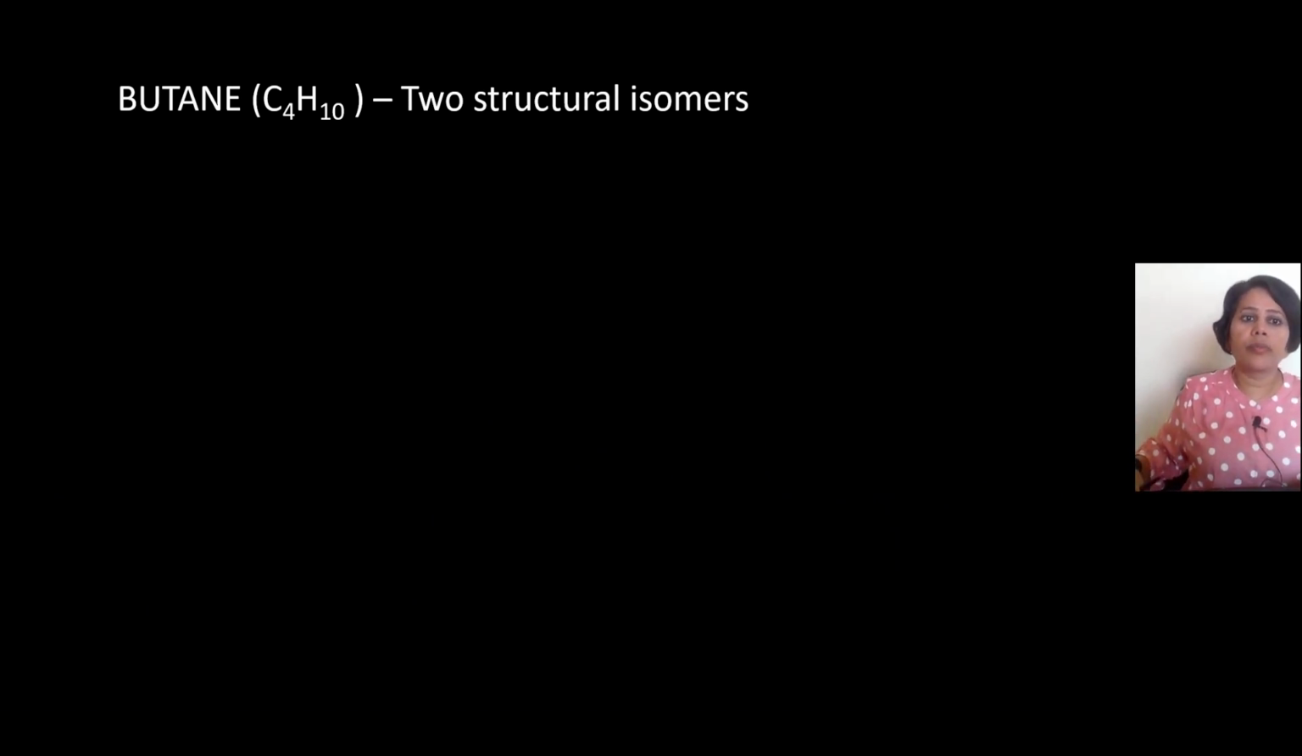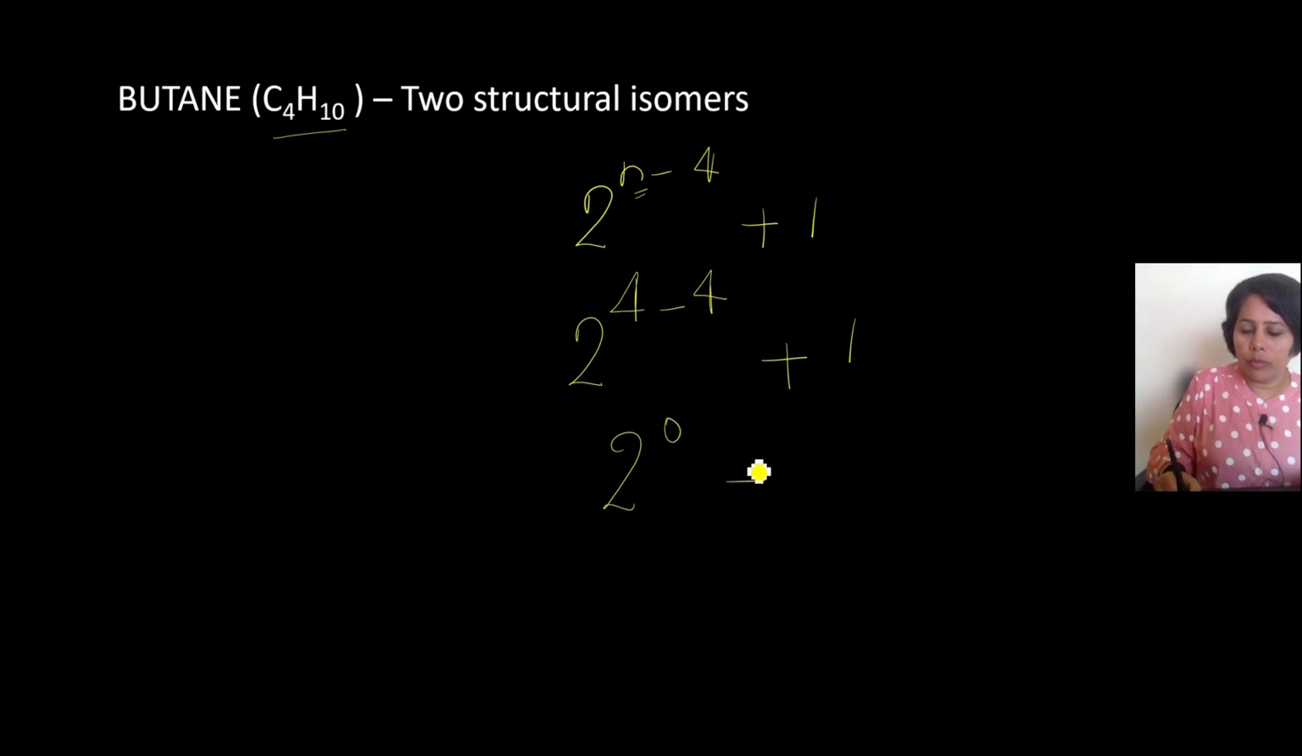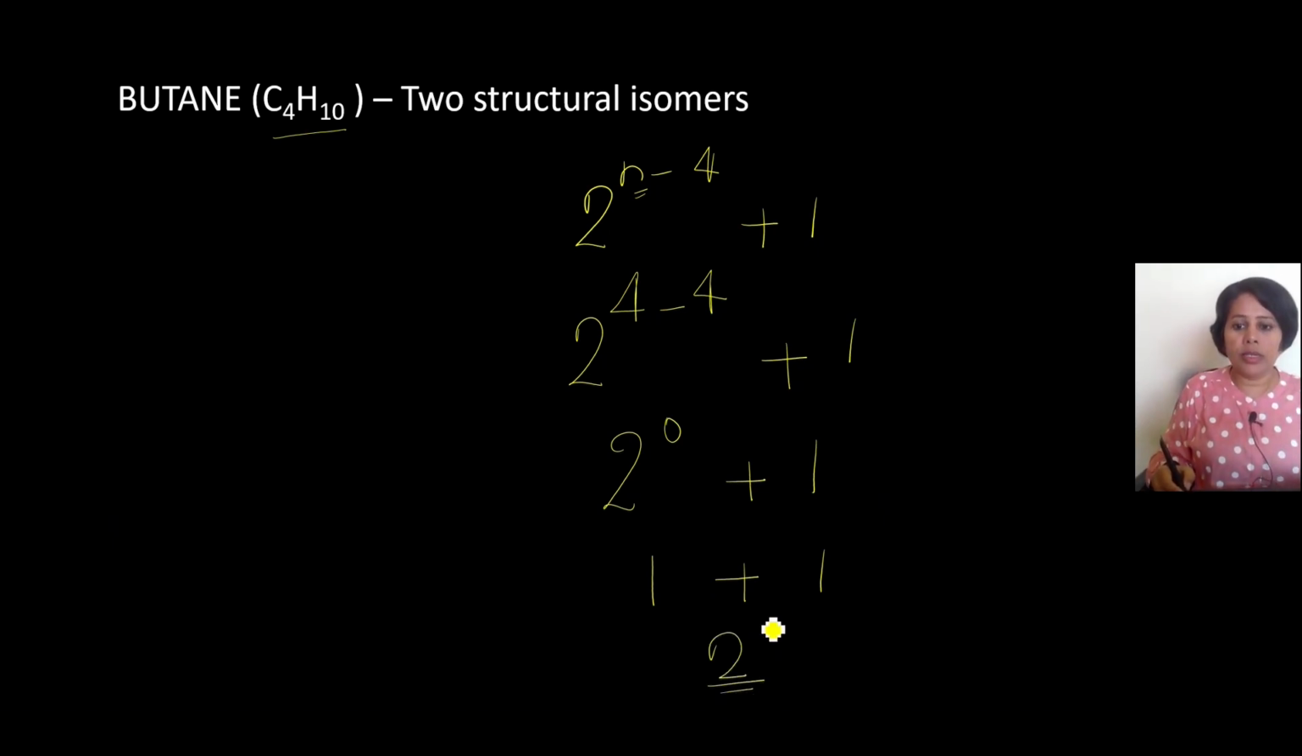Let's see the isomers for butane. We have just now seen the general formula 2^(n-4) + 1, where n is the number of carbon atoms. In butane, the molecular formula is C4H10, so the number of carbon atoms is 4. We put 2^(4-4) + 1, which is 2 to the power 0 plus 1. 2 to the power 0 means 1, plus 1, that is 2. So the number of possible isomers in butane is 2.